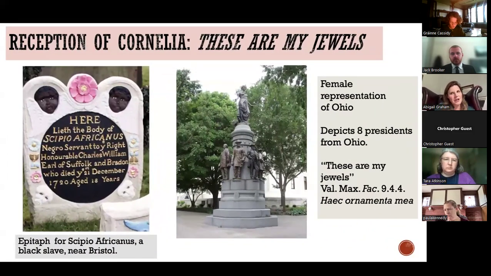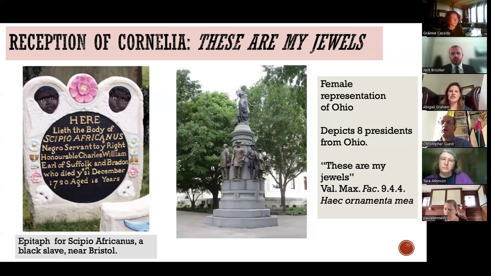There's also an interesting opportunity here to take things a bit further and see how she was used in modern culture. So in the state of Ohio, with the capital Cincinnati, named after our famous Republican Cincinnatus, the female representation of Ohio is actually Cornelia. And so she's depicted on top of this statue. And there's that famous quote from Valerius Maximus, where when asked why she was dressed in such a modest way, she said, well, these are my jewels, and pointed to her two children.